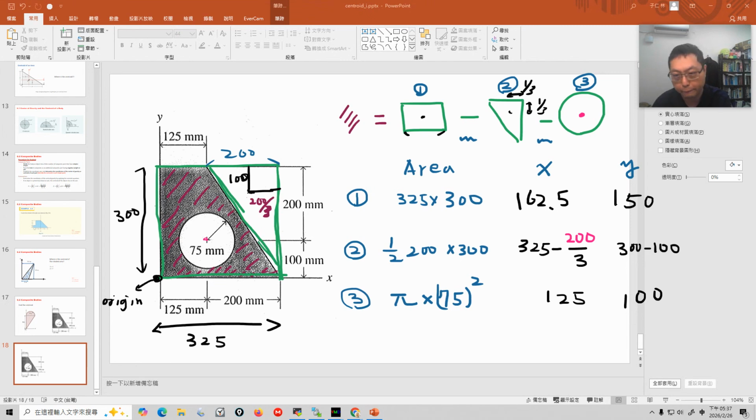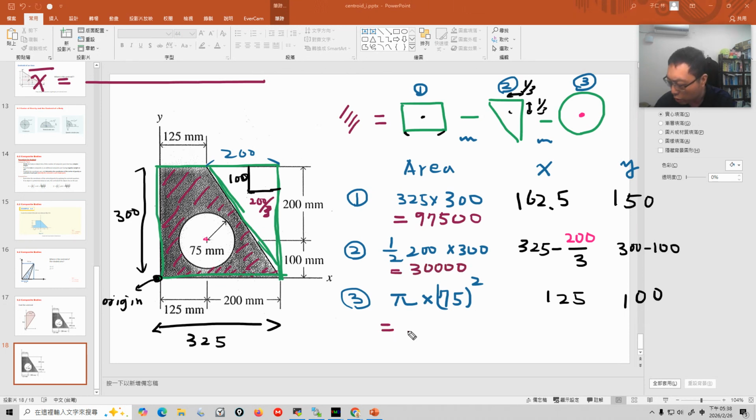Okay, let's try x first. x bar equals to, right now we have three areas. So we calculate the value for each area. I just write the answers because we don't have much time to do the calculation in the video. This one is, and this is 3.